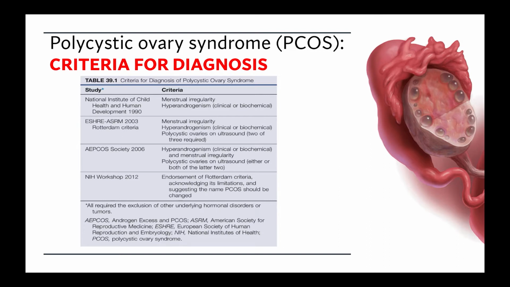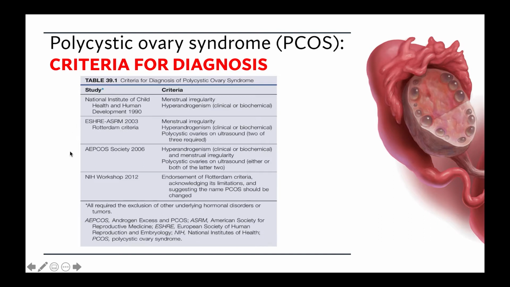Many medical societies and institutions worldwide have tried to establish the criteria for the diagnosis of PCOS. The very first to have established a criteria for the diagnosis of PCOS was the National Institute of Child Health and Human Development back in 1990. And as you can see here, they gave two criteria for the diagnosis of PCOS, and that's menstrual irregularity and hyperandrogenism. Note that they did not include an ultrasound criterion for the diagnosis of PCOS.